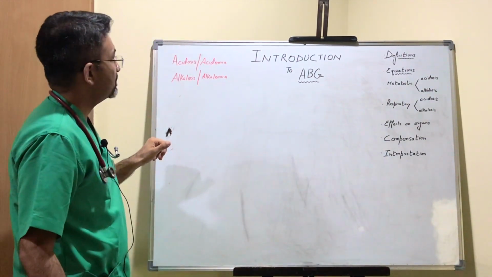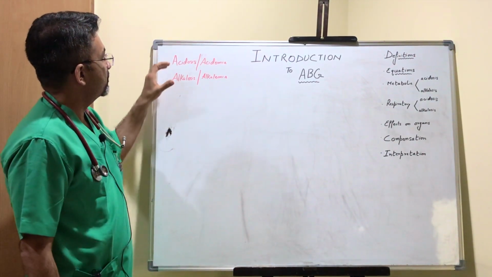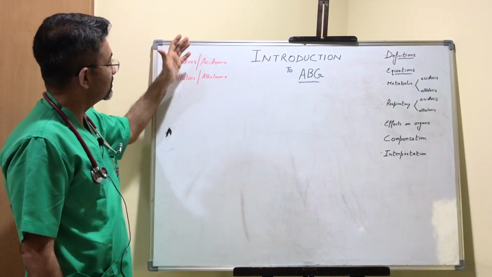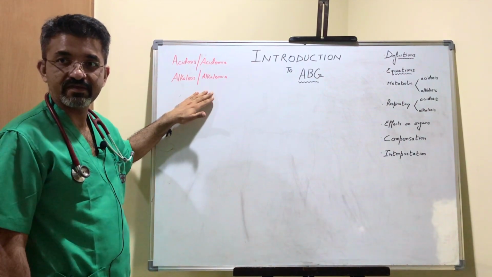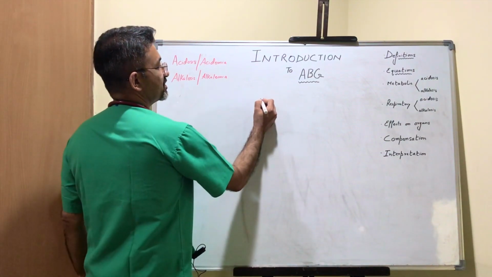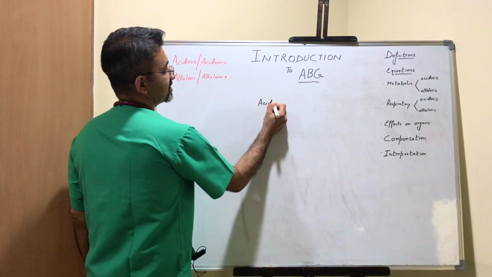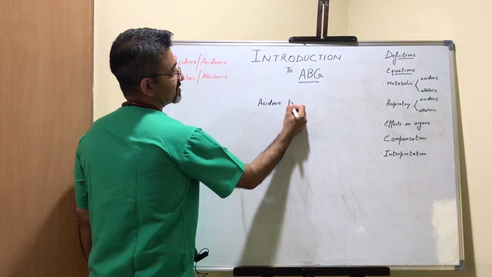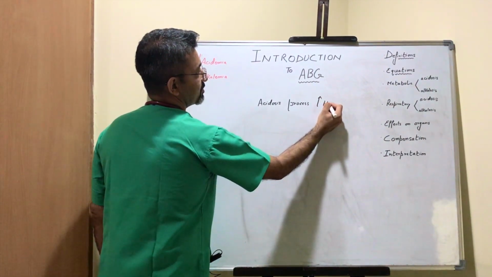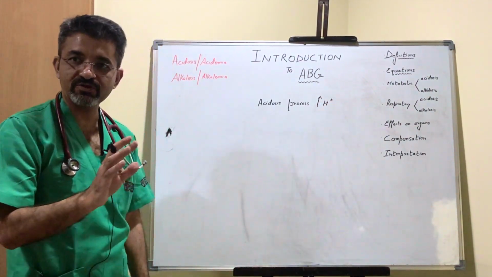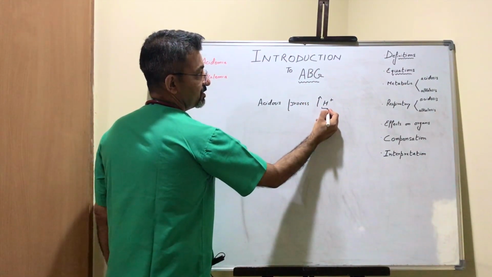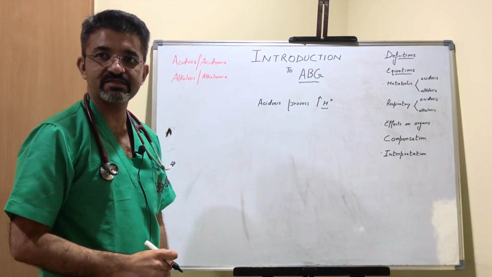So coming to the definitions, we have two terminologies. One is acidosis and alkalosis. Second terminology is acidemia and alkalemia, and they are not interchangeable, they are separate. So what do you mean by acidosis? Acidosis means any process which increases your hydrogen ion or proton. Any process which increases H ions in our extracellular fluid is known as acidosis.